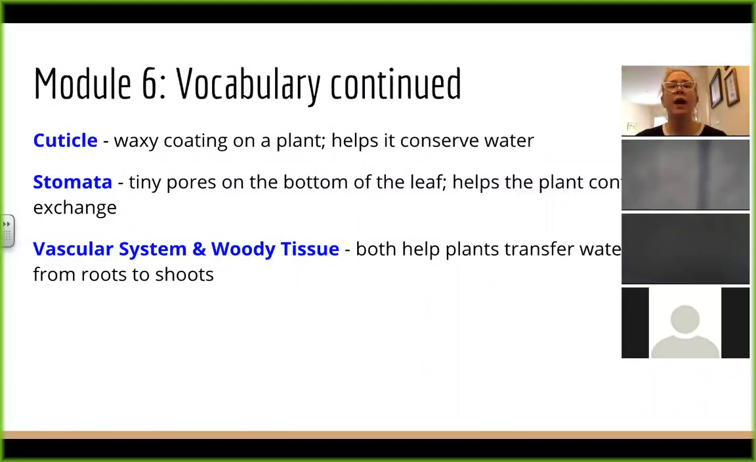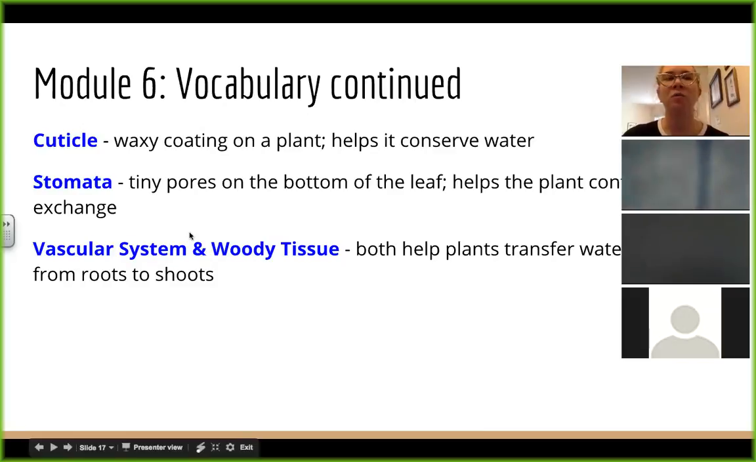So other vocabulary from this module, these are three or four vocab words from the plants that I picked. These are adaptations that help plants live on land, right? So we have the cuticle, which is the waxy coating on a plant, which helps plants conserve water. You may have even seen that when you see some plants that look like fake plants because they're so shiny. They're not necessarily fake. They probably just have a cuticle, or they could be fake.